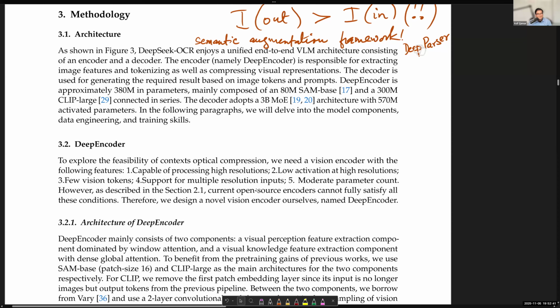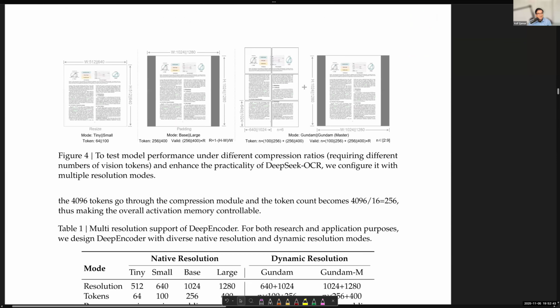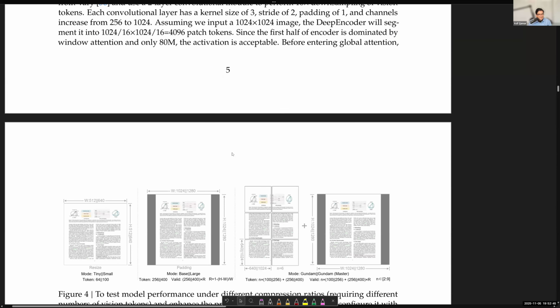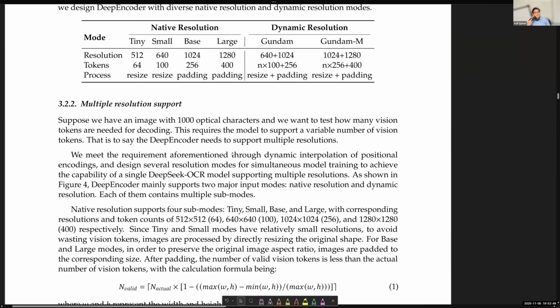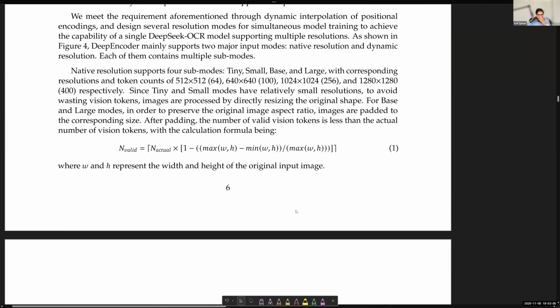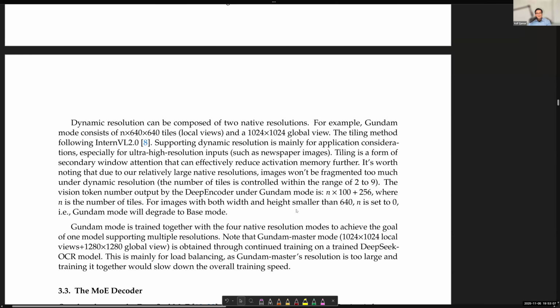So let's look at the encoder, which is the core thing. What is the encoder made up of? Very basic. You have to do patching. One of the lovely things they have is multi-resolution support. Remember we said that you can have things at many resolutions. So you can have it at tiny, small, base, large, but they also support, besides this, a dynamic resolution, which they call Gundam, after the anime character, Gundam resolution.